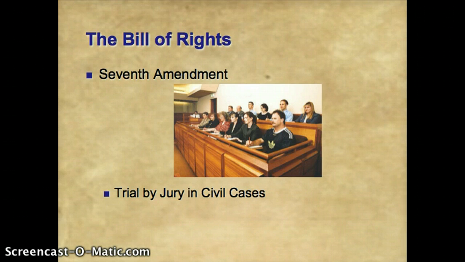The Seventh Amendment guarantees a trial by jury in civil cases. Civil cases are court cases between two individuals or between citizens.